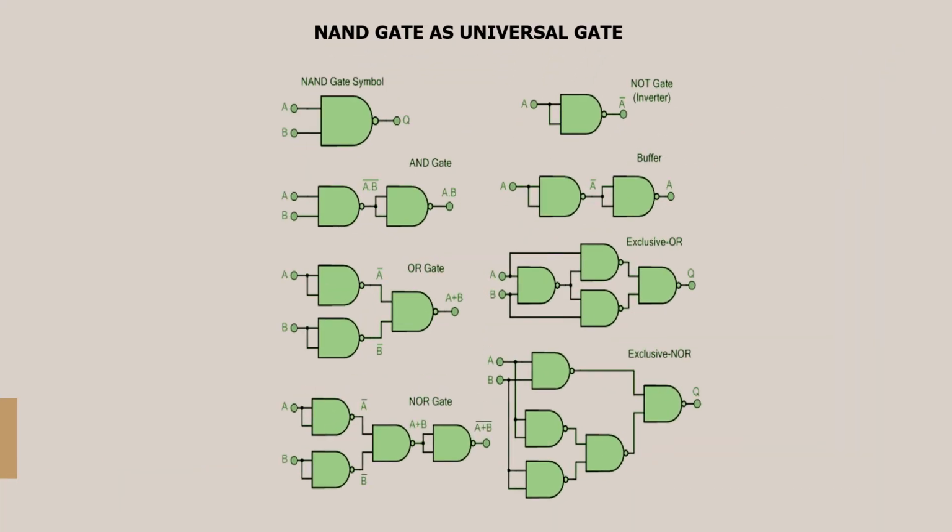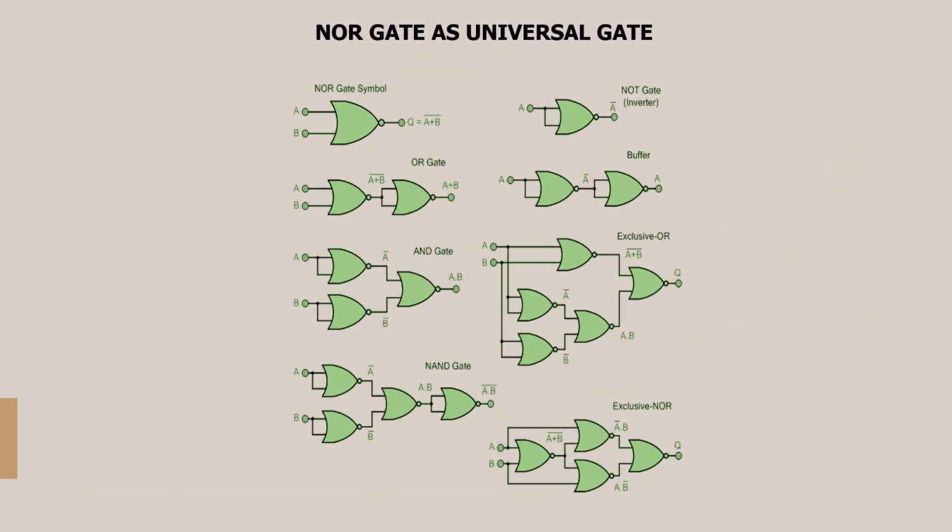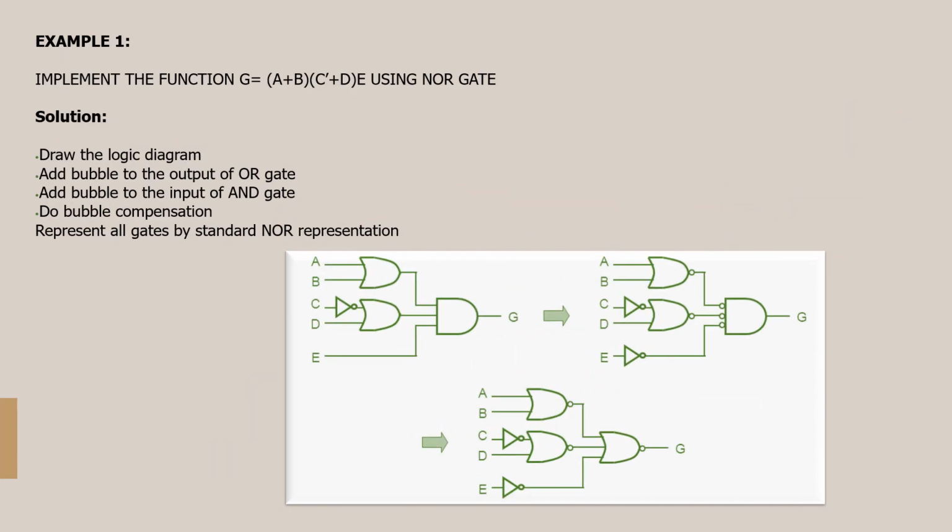These are the simple diagrams of the NAND gate as a universal gate, realizing the AND, OR and NOT functions. And the NOR gate as a universal gate, realizing the AND, OR and NOT functions. So this is an example of a function using the NOR gate. So these are the steps.